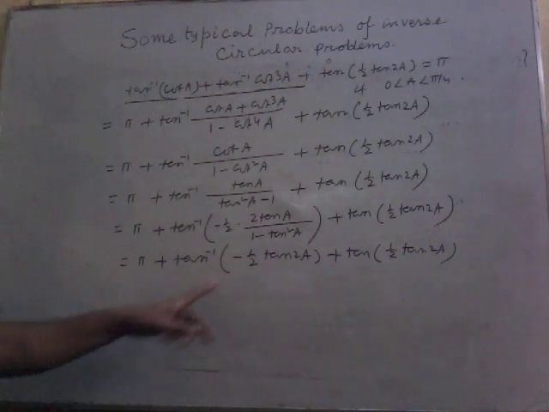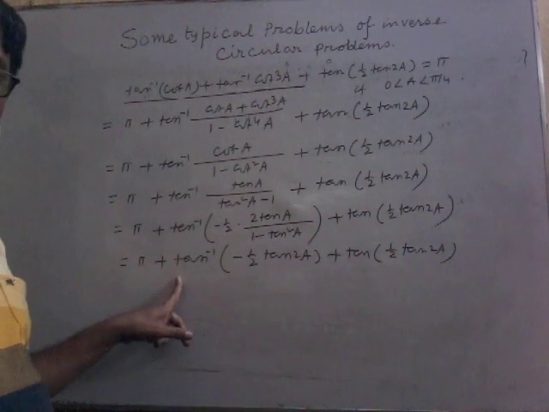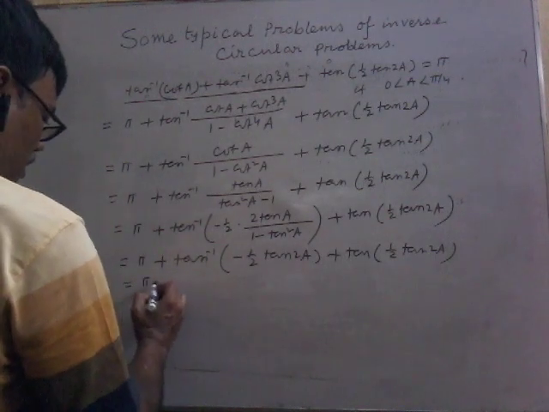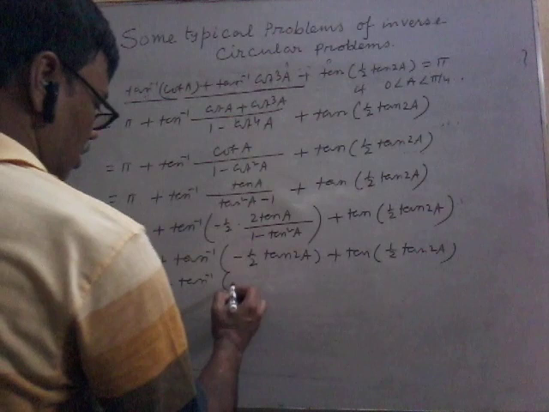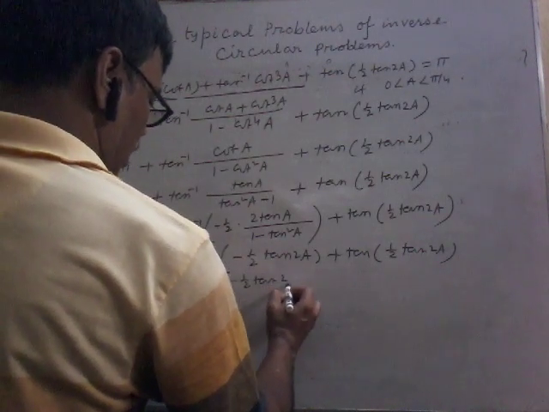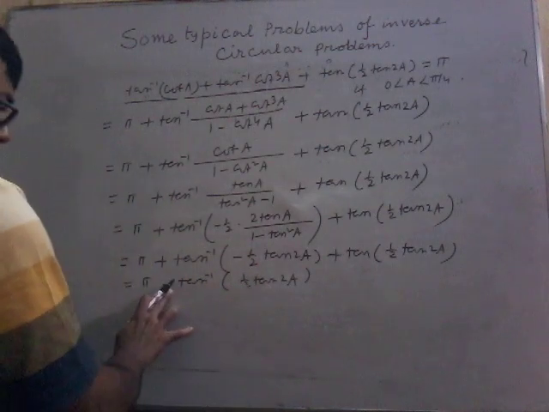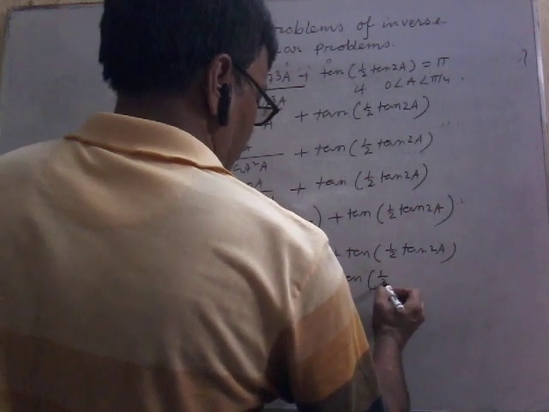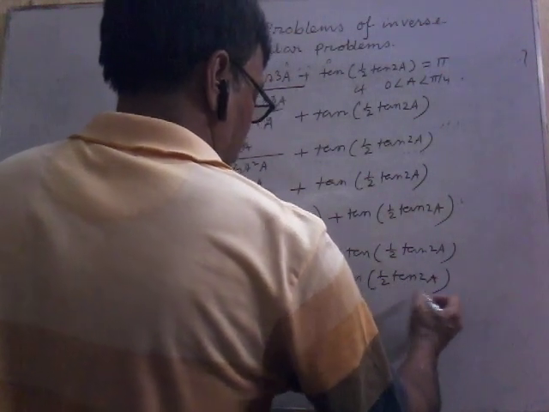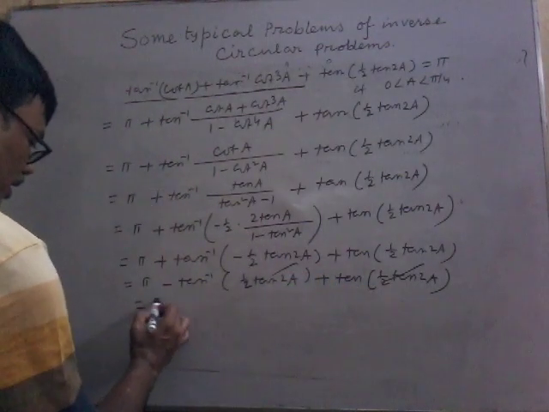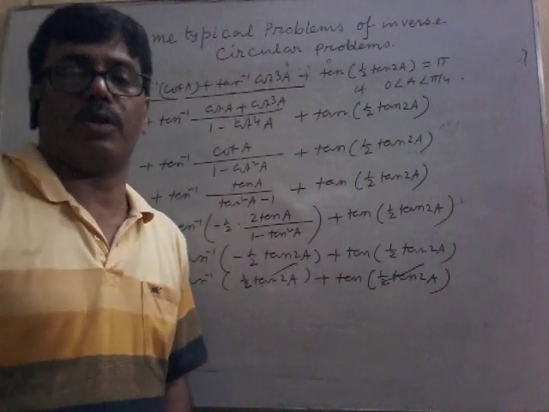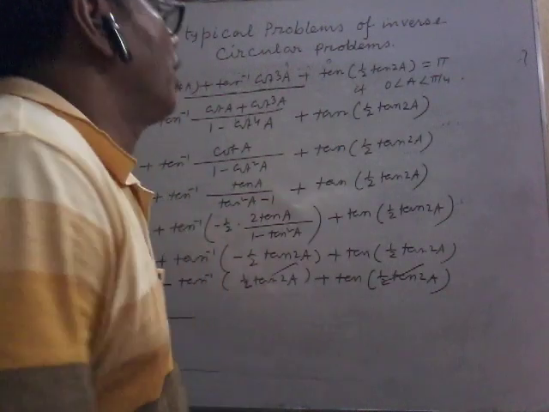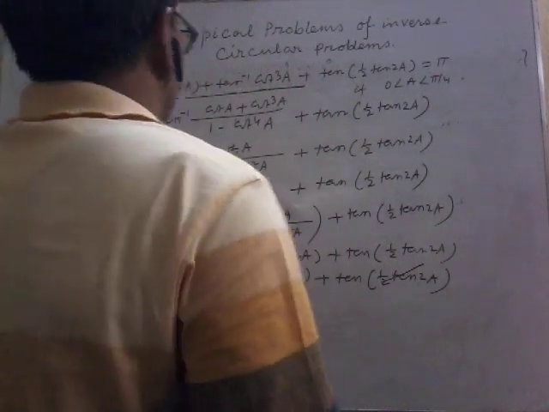Now look, tan inverse of minus x is minus tan inverse x. So pi minus tan inverse of half tan 2A, and this one is at the beginning, plus tan inverse of half tan 2A. So this one cancels out. So you are getting the answer as pi. So look, this restriction, otherwise you get the answer as 0.